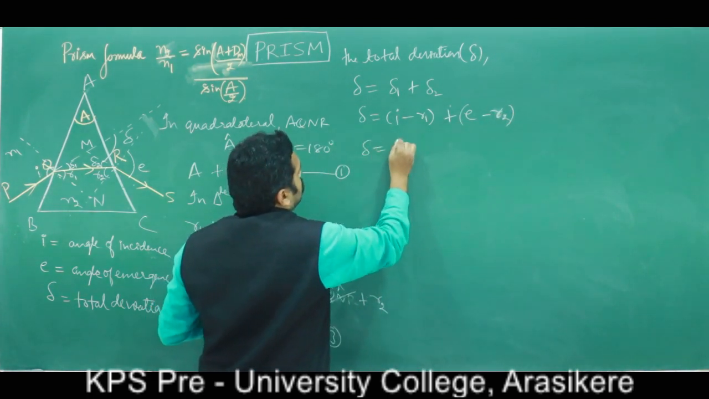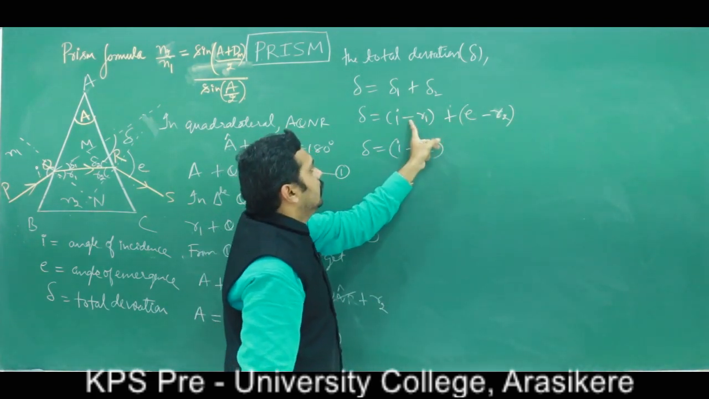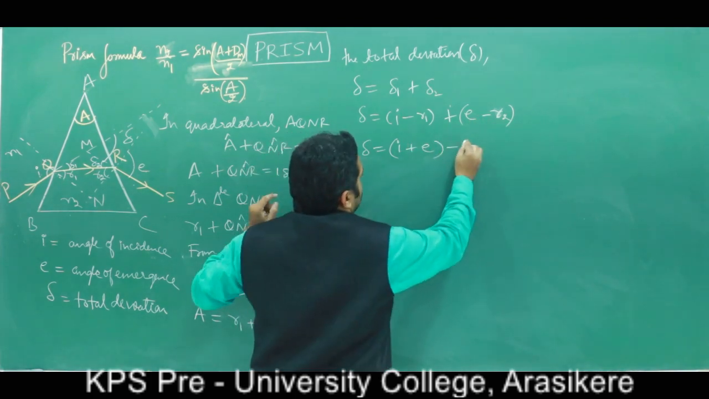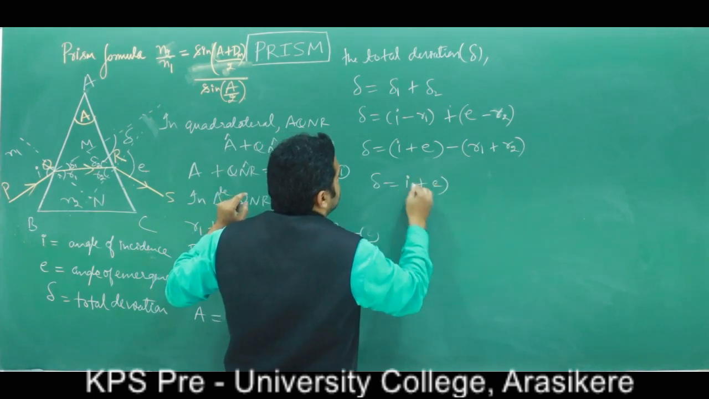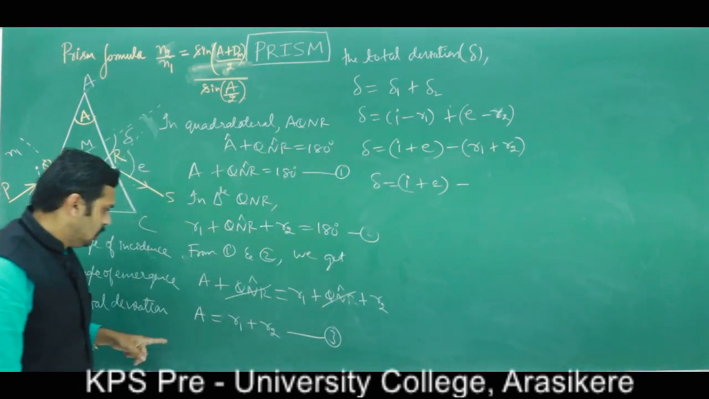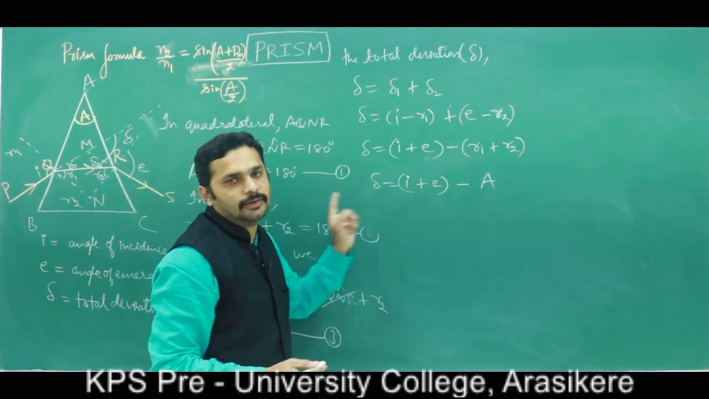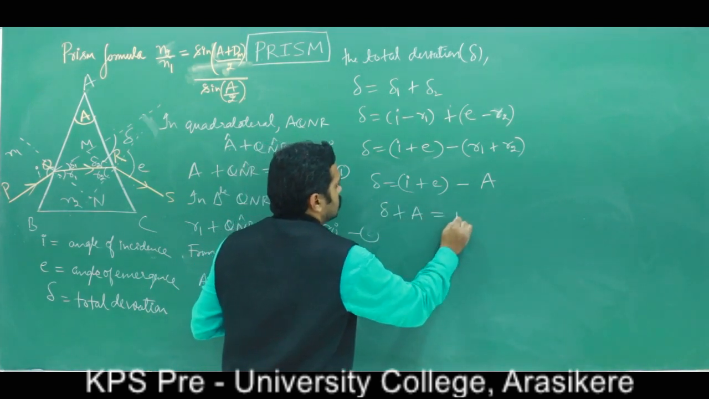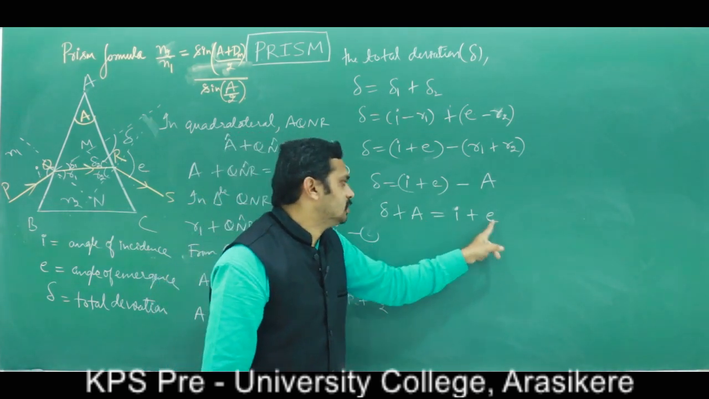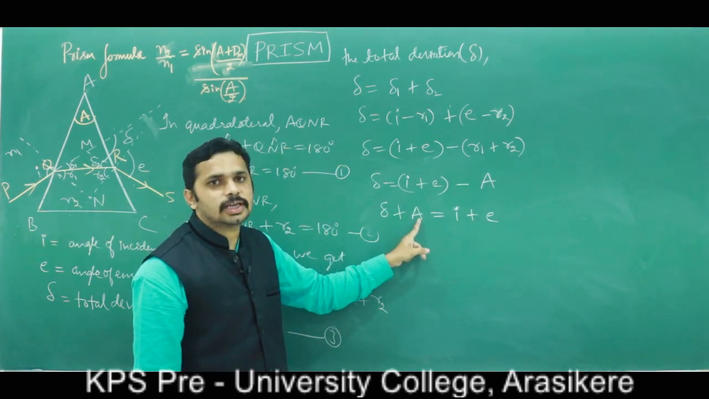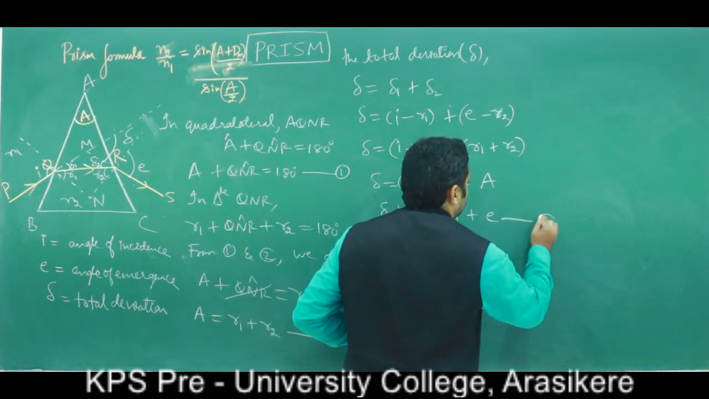Now delta is equal to I minus R1 plus E minus R2. This is I plus E, and here minus, minus. You take minus outside: minus R1 plus R2. Delta is equal to I plus E minus R1 plus R2. R1 plus R2 means A. You take minus A to the left hand side: delta plus A is equal to I plus E. Delta means total deviation, A means angle of the prism. Now this is equation 4.